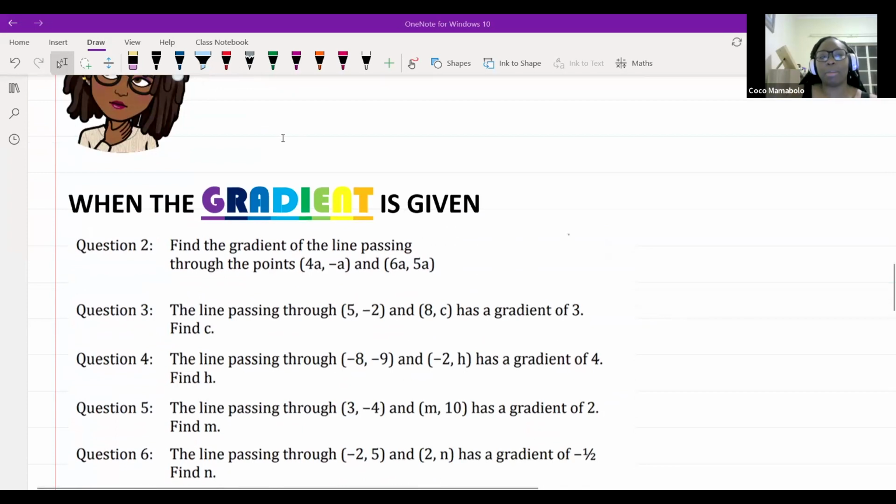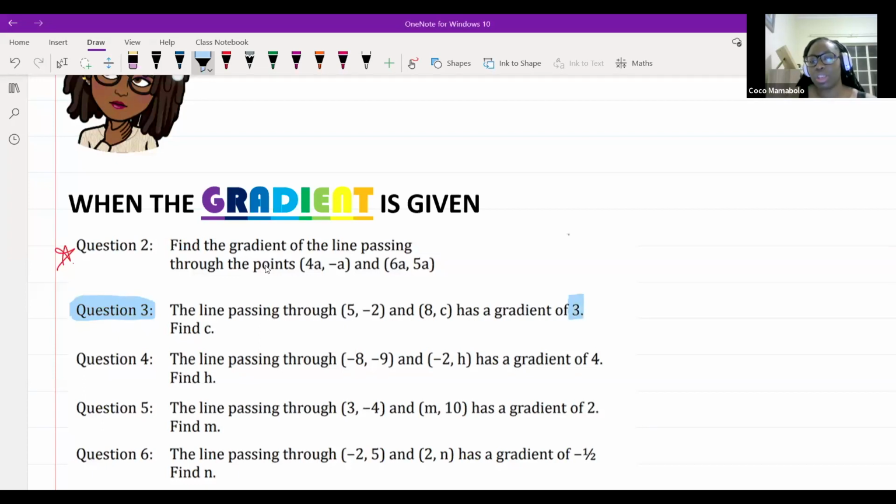Okay, let's talk about what happens when we're given the gradient. All right, so we're going to skip question 2 for now. We'll come back if we have time. We're going to start at question 3. So they're telling us in this question that we've got the line passing through 5 and negative 2 and 8 and C has a gradient of 3.